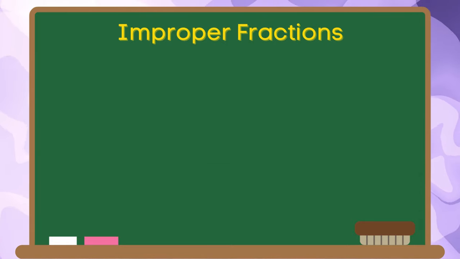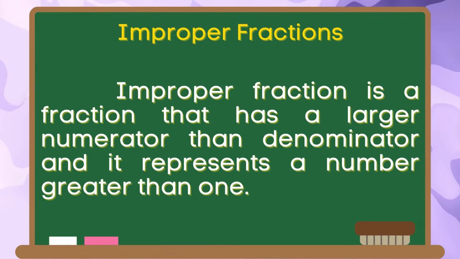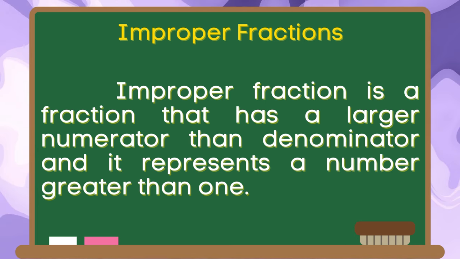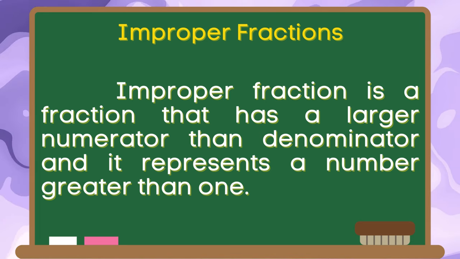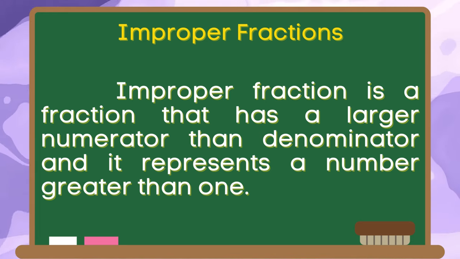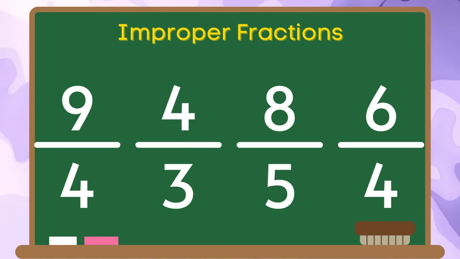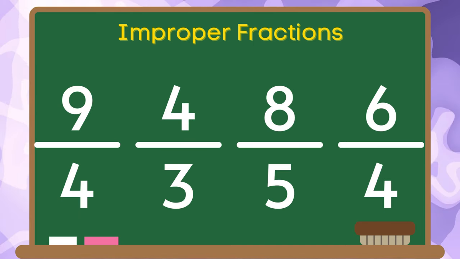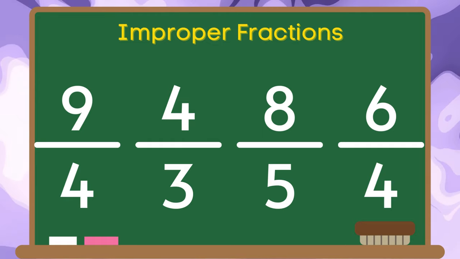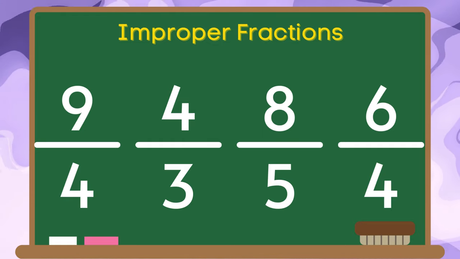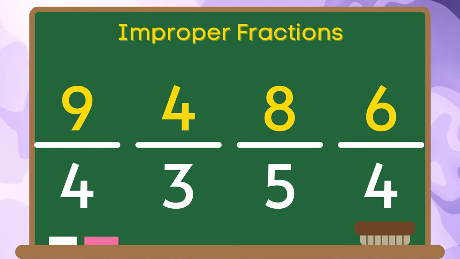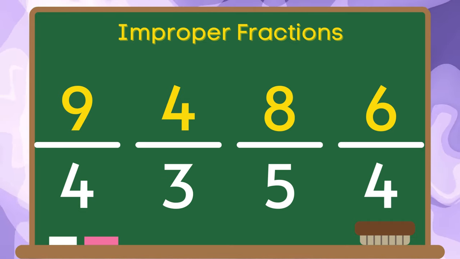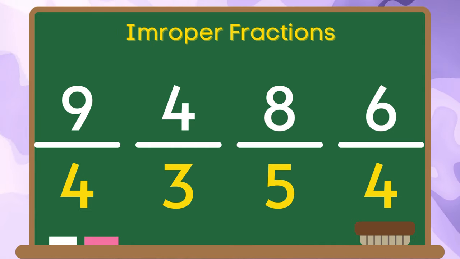How about improper fractions? An improper fraction is a fraction that has a larger numerator than denominator, and it represents a number greater than 1. These are examples of improper fractions: 9/4, 4/3, 8/5, and 6/4. As you can see, the numerators of the following fractions are larger than their denominators.